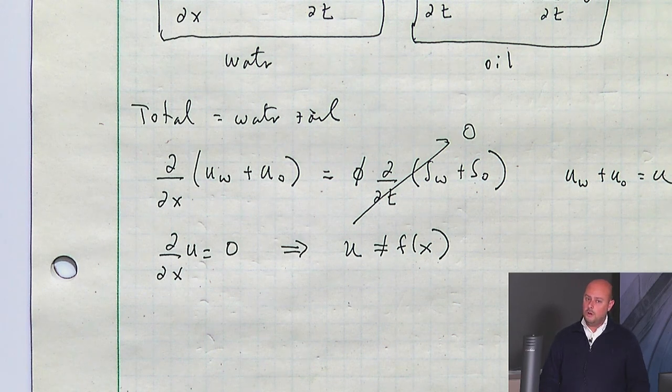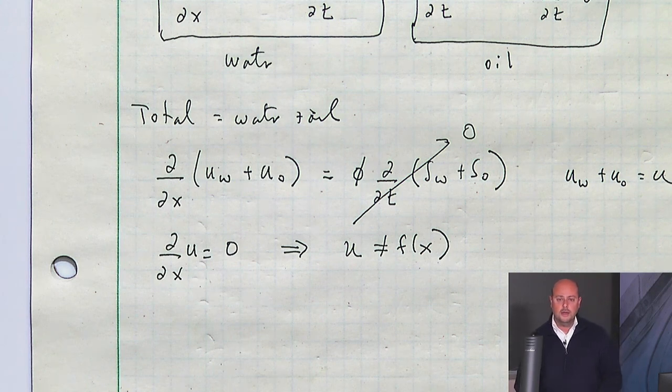That doesn't mean that the water velocity and the oil velocity are constant. They can change. The water velocity could go up, the oil velocity could go down, or technically vice versa. But UW plus UO, U, is going to be constant. And that's due to, again, the incompressibility assumption of water and oil.